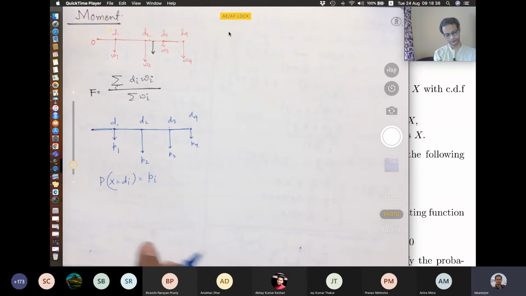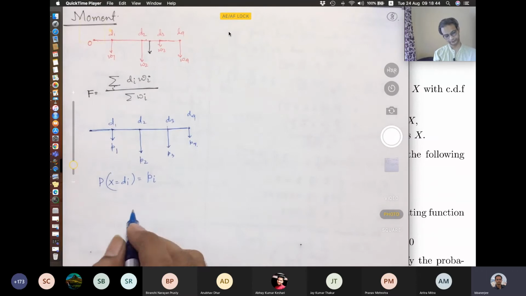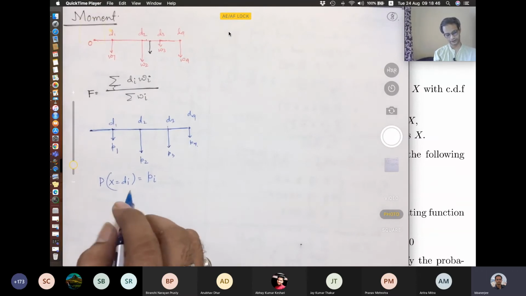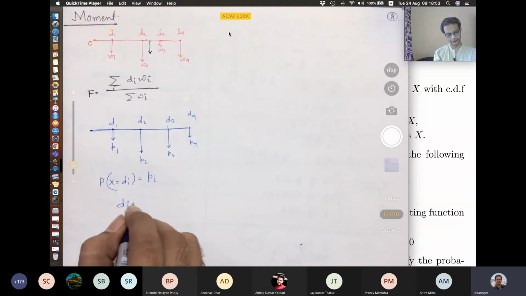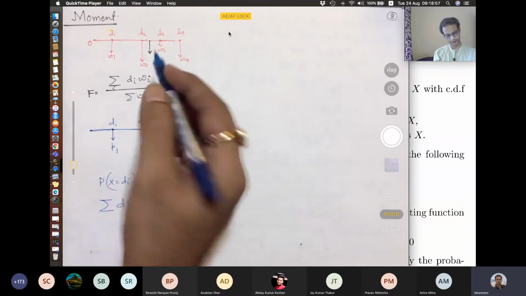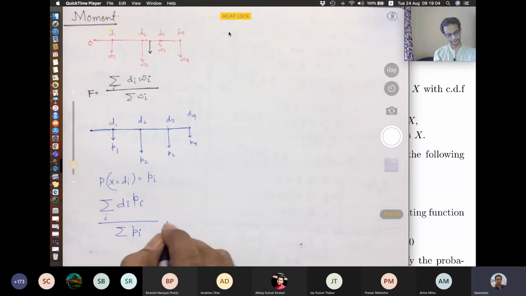Now, if you go by this formula, where can you think the entire mass will be gathering? So if I write sum over D_i P_i, just replace W by P, divided by sum over P_i. But sum over P_i is 1, they are probabilities.